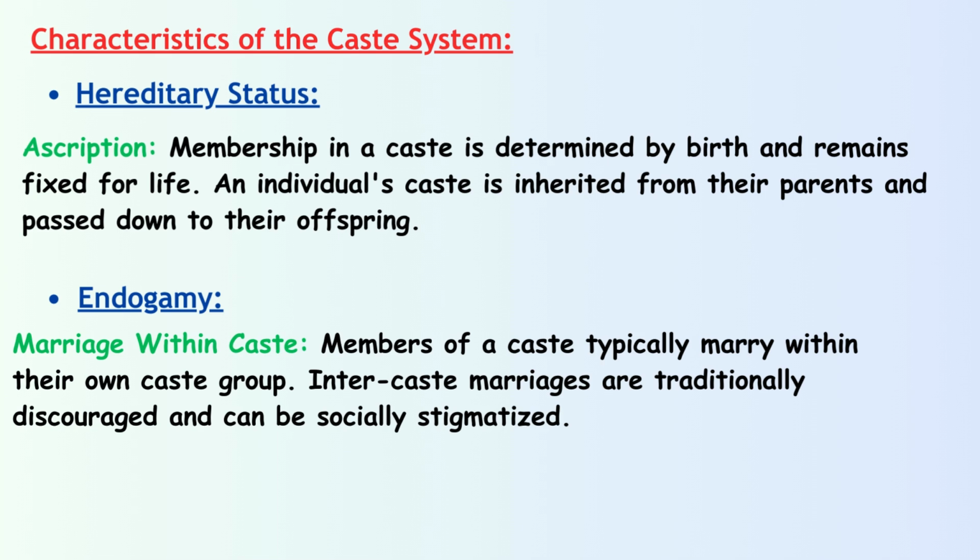Characteristics of the caste system. Hereditary status, ascription. Membership in a caste is determined by birth and remains fixed for life. An individual's caste is inherited from their parents and passed down to their offspring.